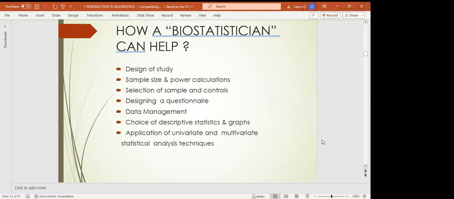Now, a biostatistician is someone who is able to help in each of those areas that I highlighted a while ago. Help in the design of the study, help in sample size, help in the selection sample, help in designing a questionnaire, help in the data management, as well as the descriptive statistics and certain other higher level statistics such as univariate and multivariate analysis. So a biostatistician would be able to help in terms of all the different steps of statistics and of research.